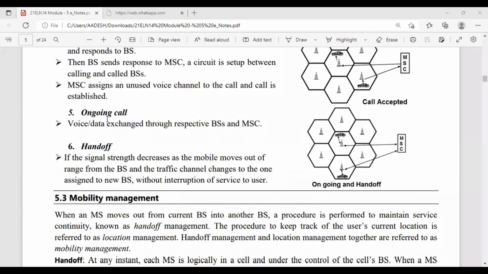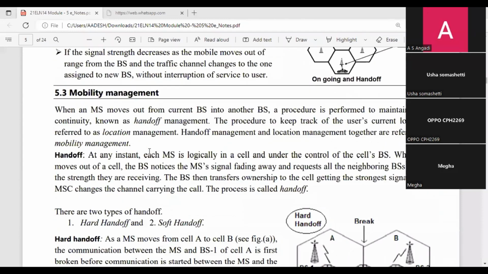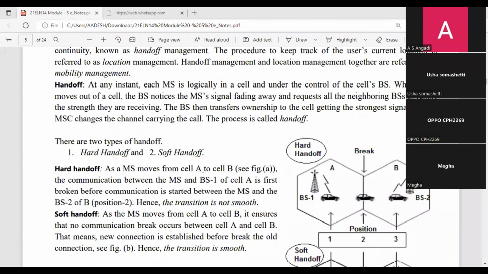And then, once the call is going on, if one of the users moves or shifts from one cell to another cell, we already discussed that the handoff process has to take place. So handoff here has two types: one is soft handoff and one is hard handoff.